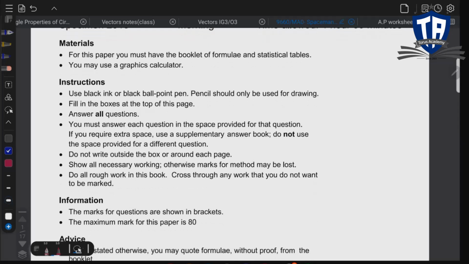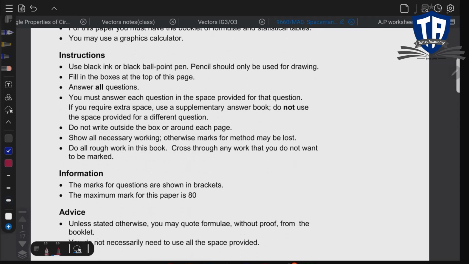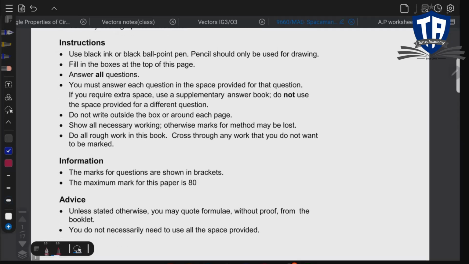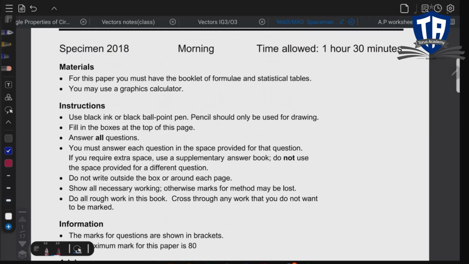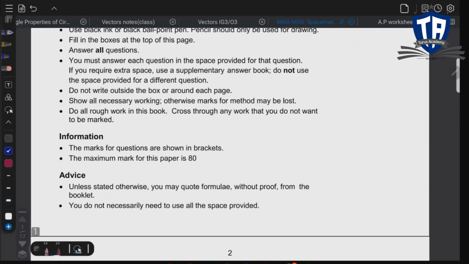The other thing is we need to answer all the questions. We need to solve each question in the space provided and not use the space for other questions. Whatever we are doing, we'll do inside the box. It's important: we need to show all necessary working, otherwise marks for the method may be lost. We can use a calculator and the booklet for the formulas. This is the main point for the paper.